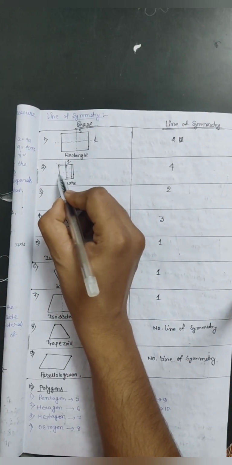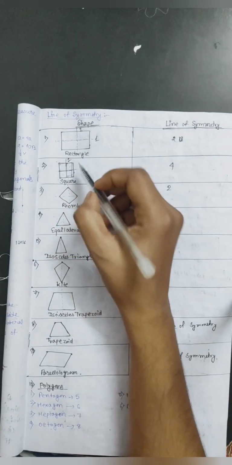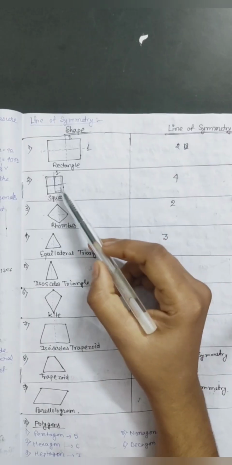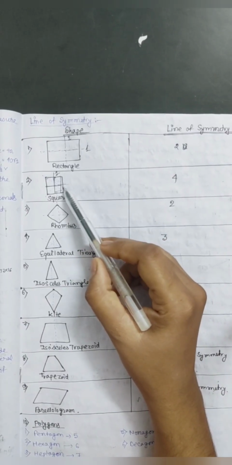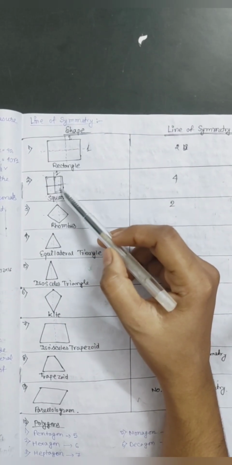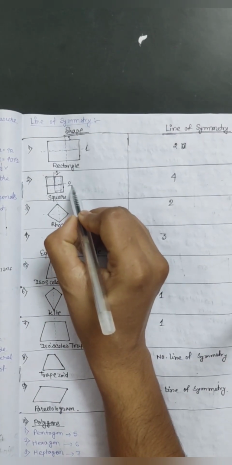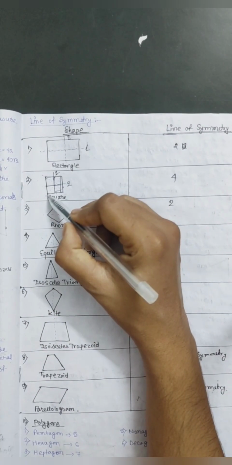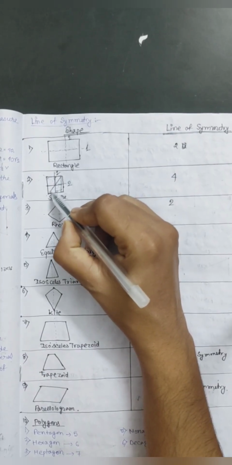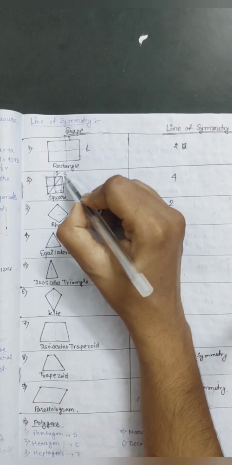Now if we divide it horizontally, then this also divides the square into two similar figures, this one and this one. So this is the second line of symmetry. If we divide it by this line, then again we get two similar parts, this one and this one. So this is the third line of symmetry.